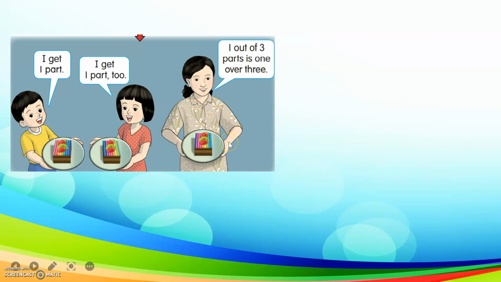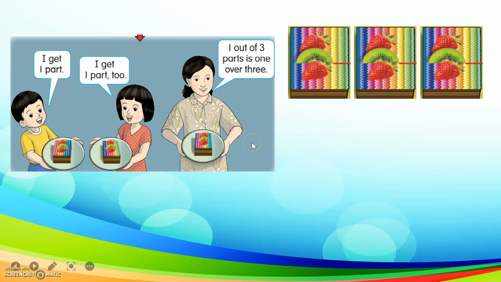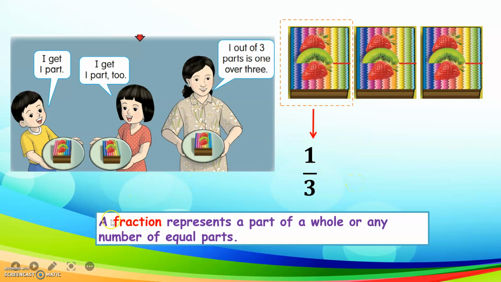That means if you want to write the fraction for 1 part, we should state it as a fraction. There are 3 equal parts. I want to take out only 1 part. That means the fraction will be 1 over 3. The meaning of fraction is that a fraction represents a part of a whole or any number of equal parts. That means we represent 1 from the 3 parts.